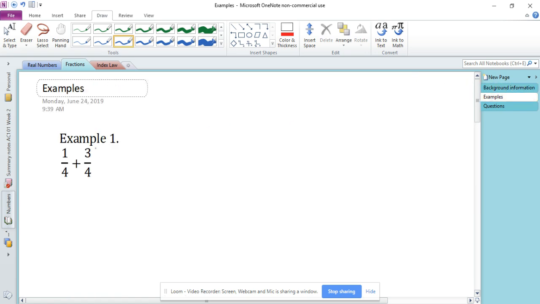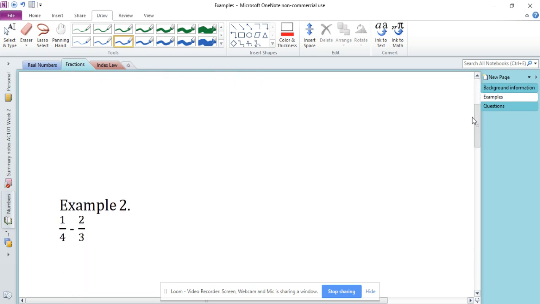Use the same method here because the bottom part is the same. Copy it, top part, 1 plus 3, so 1 plus 3 is 4. So 4 over 4, or you may leave your answer as 1. Okay. Next.